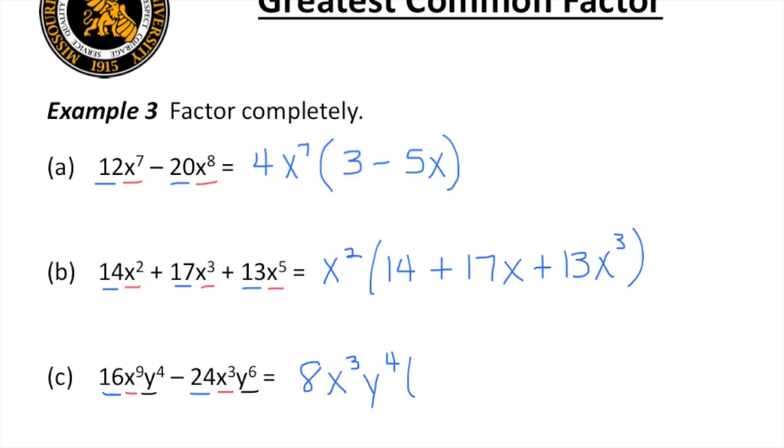And dividing each term by that common factor leaves us with 2x to the 6th minus 3y squared. And at this point, there's nothing left for us to do.